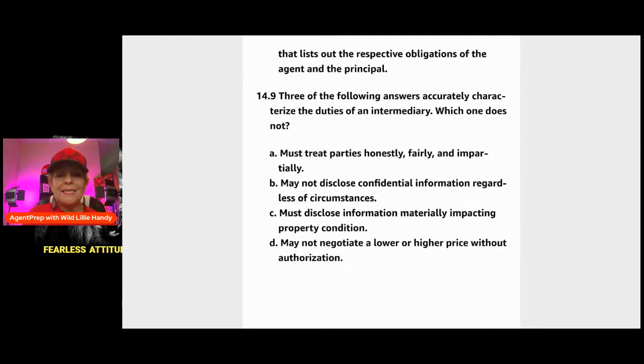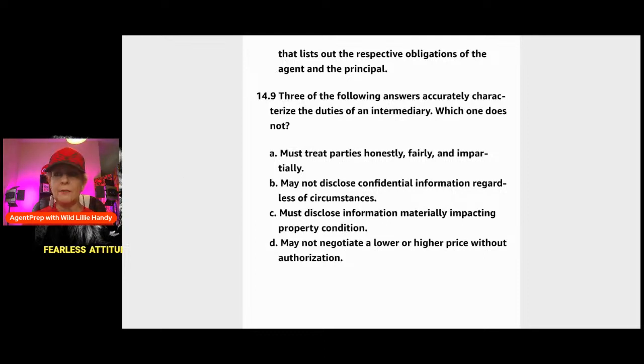So which one does not meet it? No, go back, reread the question and the answers. Remember, some things have exceptions. D says may not negotiate a lower or higher price without authorization. Well, we don't negotiate. The client does. However, the client can make a stipulation in writing that we can allow, like in an auction situation, that it can be increased 1,000 at a time or 5,000 at a time. But we're not the one doing the negotiation. It is our client.